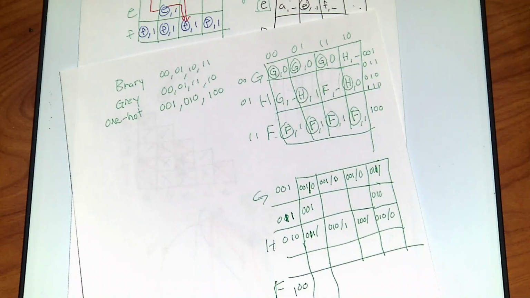So G has to be next to H because of the transitions back and forth, but F only needs to be next to H. When I'm listing who has to be next to each other, H has to be next to G and F, and F only needs to be next to H. So that forces H to be in the middle. Does that make sense? So I have to think a little bit more when I'm doing Gray code. It just means you have fewer skips.